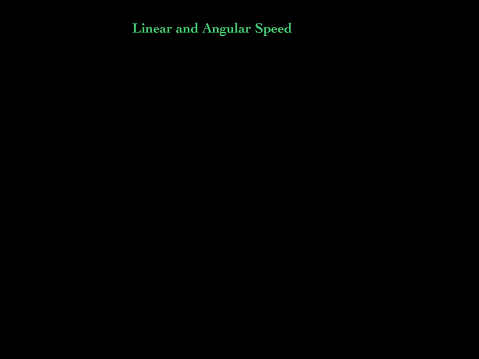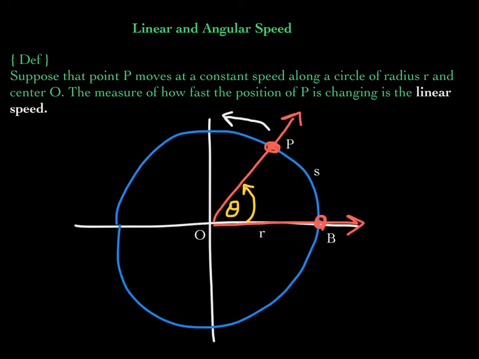In this lesson, we will study both linear speed and angular speed. Let's start with the definition. Suppose that point P moves at a constant speed along a circle of radius r and center O. The measure of how fast the position of P is changing is the linear speed.